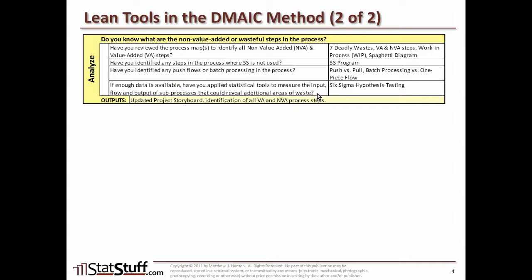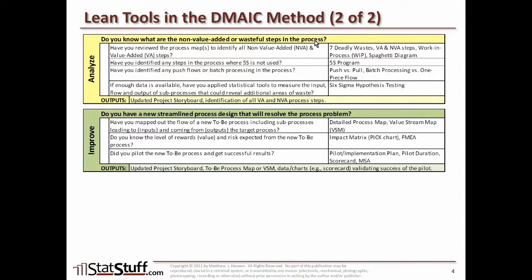process. Again, even though this is more from a process focus, making the process more efficient using these lean tools, sometimes you need to apply some of the Six Sigma tools as well to this in order to make your project overall successful in trying to resolve the problem. Well, again, once you answer yes to all these questions, then you should be able to answer yes to this top level question again. Do you know what the non-value added and wasteful steps are in the process? Once you know what all those are, then you can move on to the improve phase.